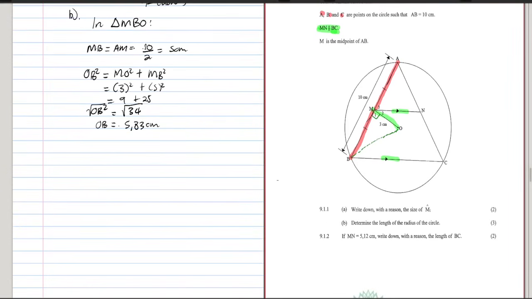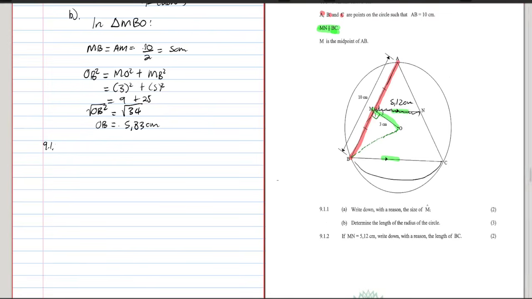If MN is equal to 5.12, write down with reasons the length of BC. If MN, that short length, is equal to 5.12 centimeters, what is the length BC?